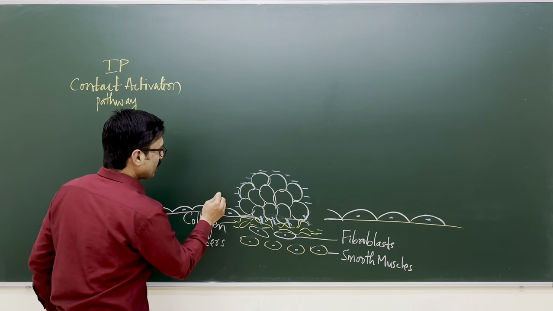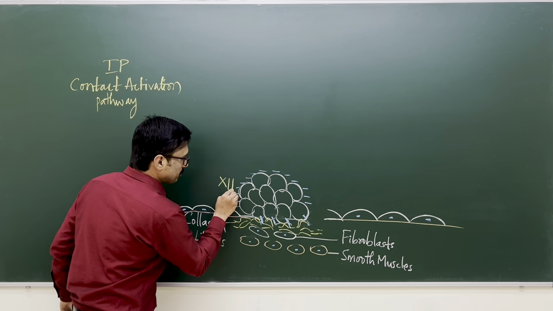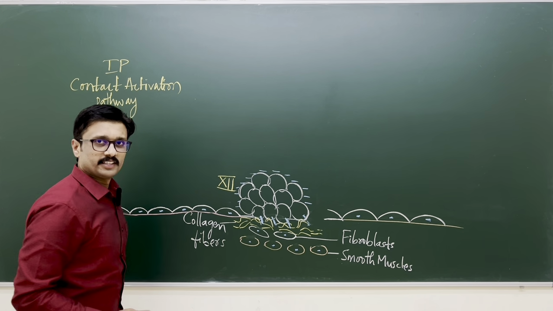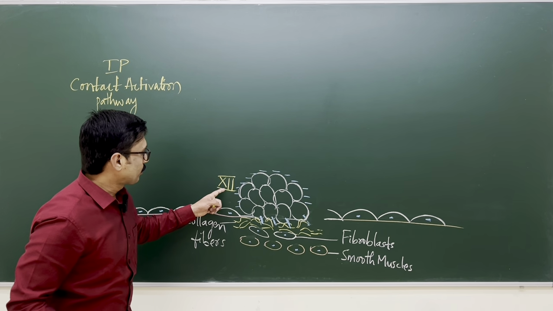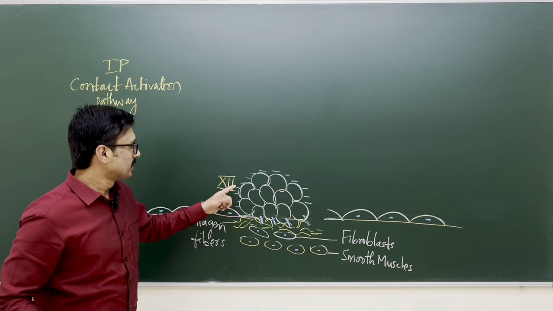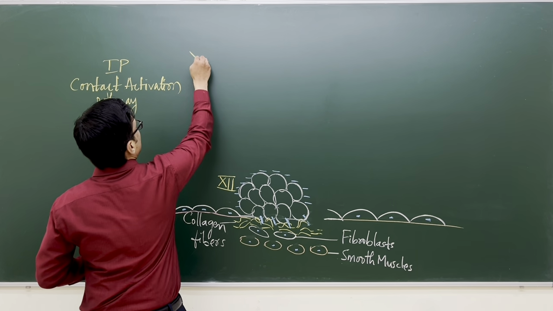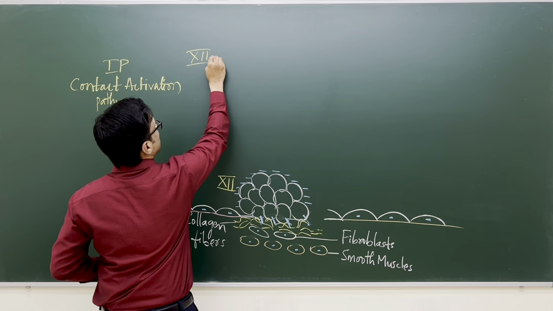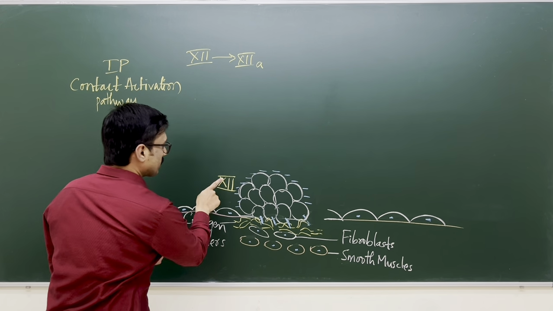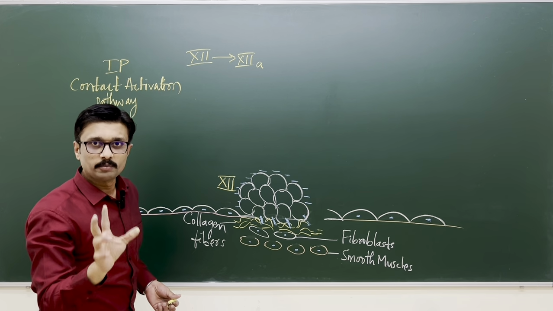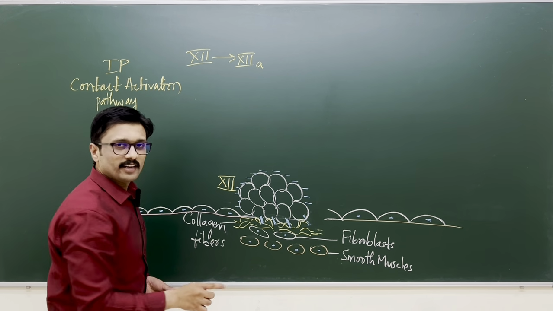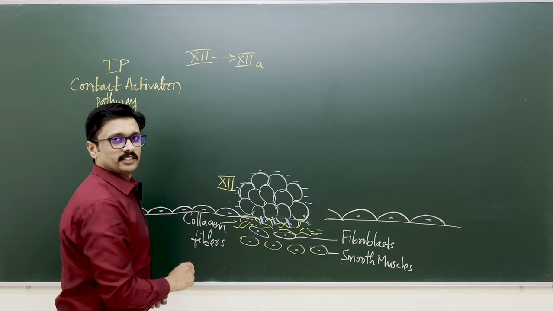So this factor 12, when it comes in contact with the negatively charged surface of the platelets, it gets activated. So the reason for activation of factor 12 is when it comes in contact with the negatively charged surface of the platelets. So I'll just write it here, factor 12 is getting activated. When this factor 12 comes in contact with the surface of the activated platelets, that is why factor 12 is called contact factor.